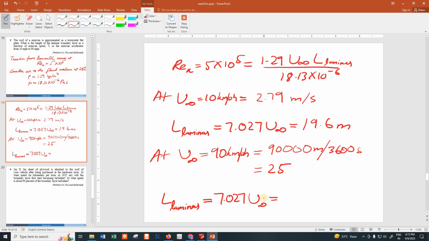7.027 into 25. This would basically mean 175.675 meters. Okay. That's a huge difference.